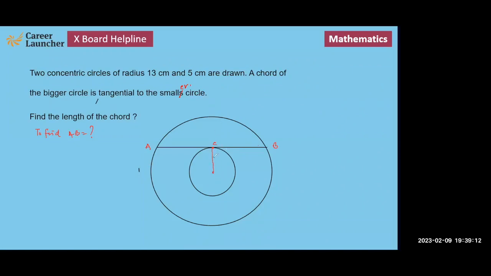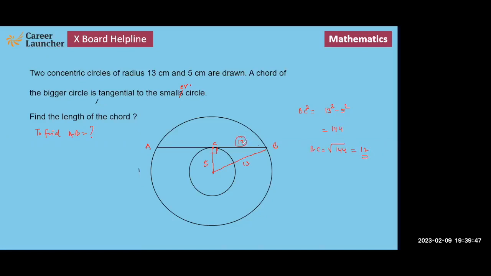So this length is given as 5 centimeters, and this length is given as 13 centimeters. So I know that this angle will be 90 degrees because that's a point of tangency. Our right angle triangle of 5, 12 and 13 is a Pythagorean triplet, which means if you want to find out BC squared, it is equal to 13 squared minus 5 squared, which is equal to 144. So BC will be equal to root of 144, which is equal to 12. So you'll get this value as 12.